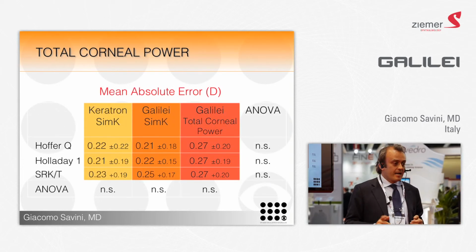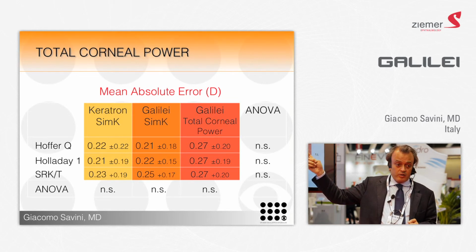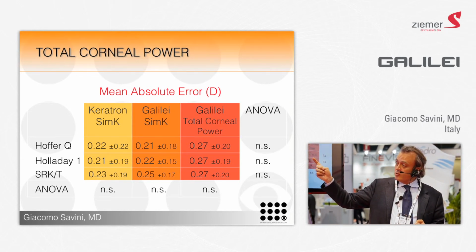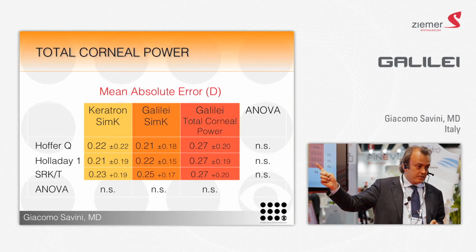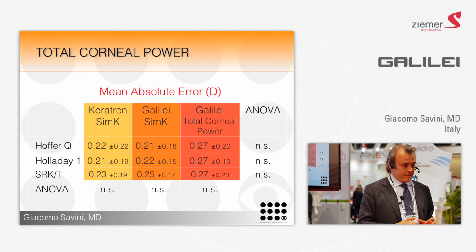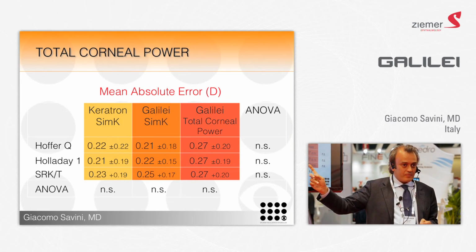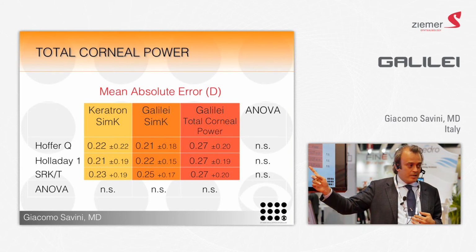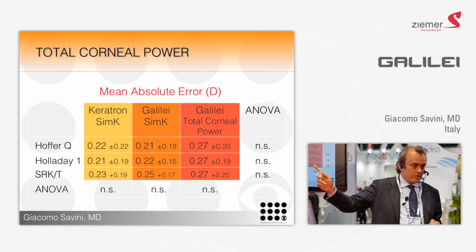And these were the results in normal unoperated eyes as the mean absolute error. The total corneal power was a little bit higher than the SimK by both machines. But we have to understand a few things. First of all, I don't know if Dr. Wang agrees, but these have been the lowest mean absolute errors ever reported in the literature.